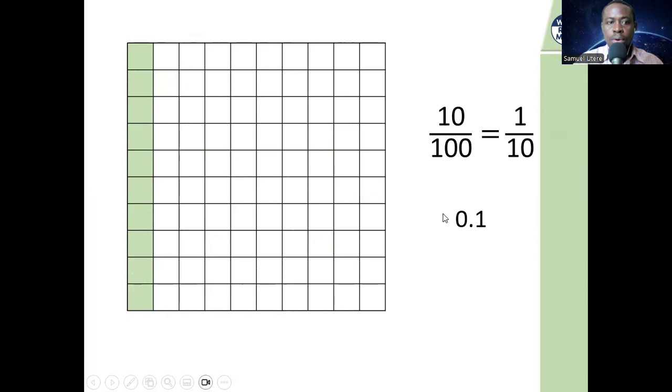So if we get more organized, this is what it should look like. And we could shade any 10 bars to represent 1/10. So we have 1 column shaded out of 10 columns. That's what it means.